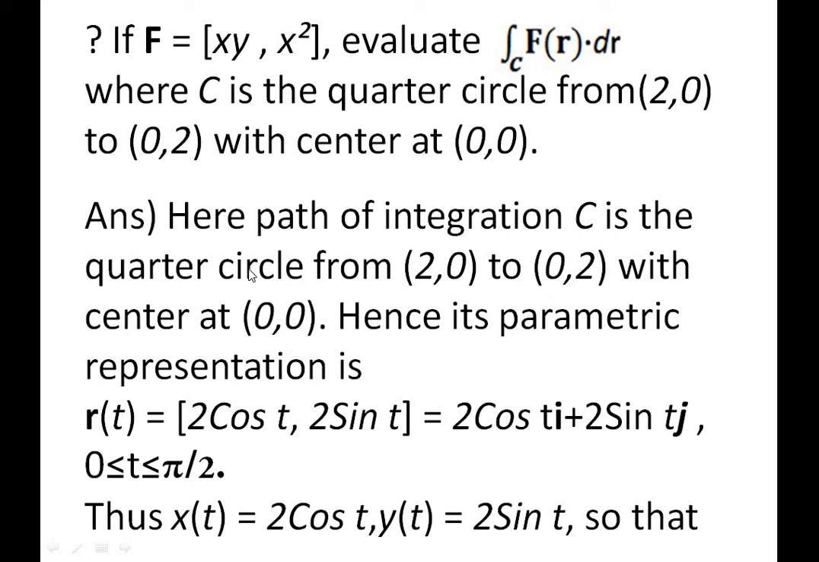We know that if the center of a circle is at the origin and its radius is r, then its parametric representation is r cos theta, r sin theta, where theta is the angle. Here the center is (0, 0) and the points are (2, 0) and (0, 2), so the radius is 2. Then the parametric representation of the circle is r of t equal to 2 cos t i cap plus 2 sin t j cap, and t varies from 0 to pi by 2 because we only need the quarter part of that circle. Thus x of t equal to 2 cos t and y of t equal to 2 sin t.